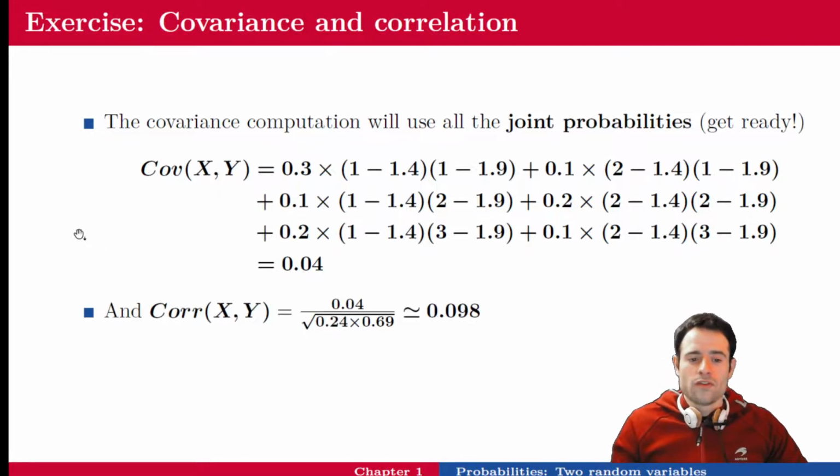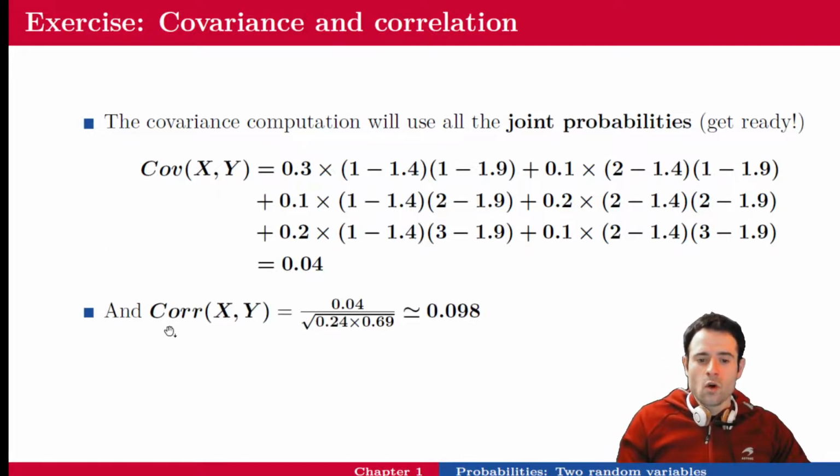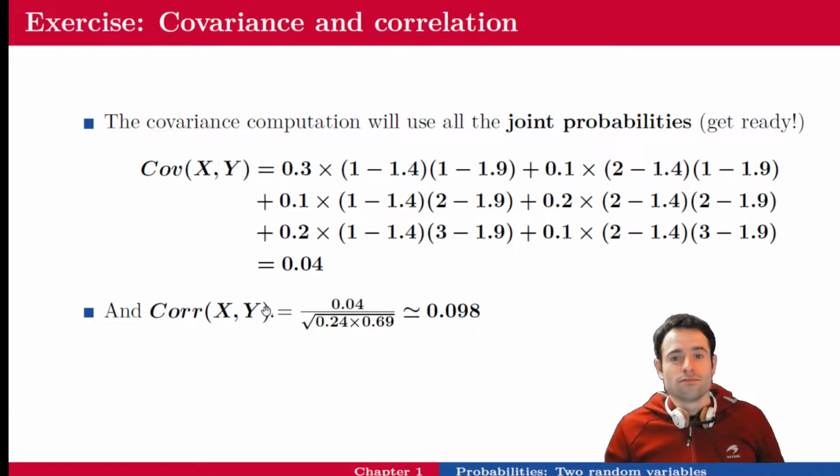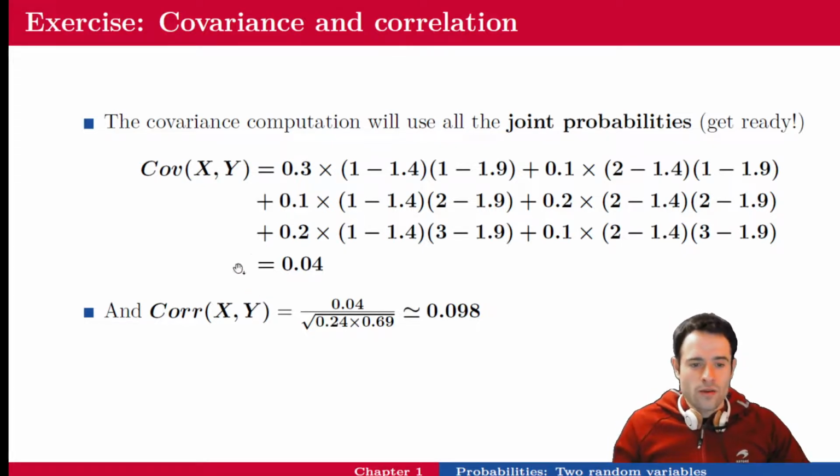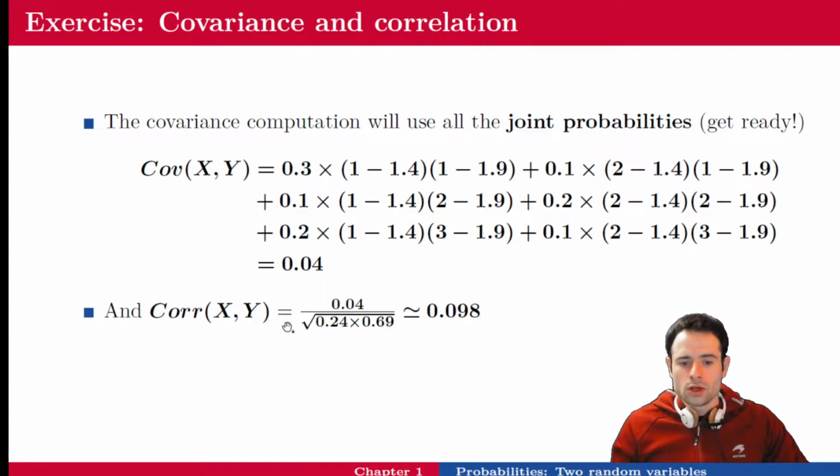Now, if you want to get a correlation, well, everything is ready. We have the covariance, we put it on the top. We have the variances, we put them at the bottom, but remember, we take the square root of them. So we actually look at the standard deviations.